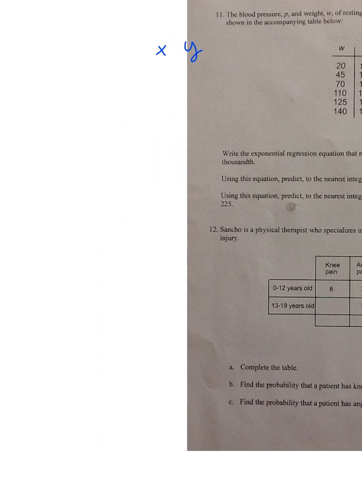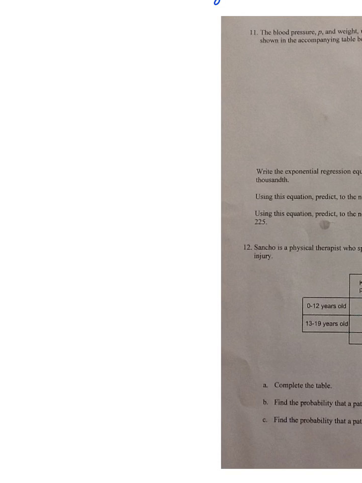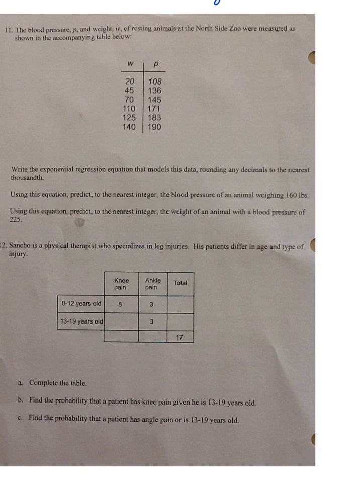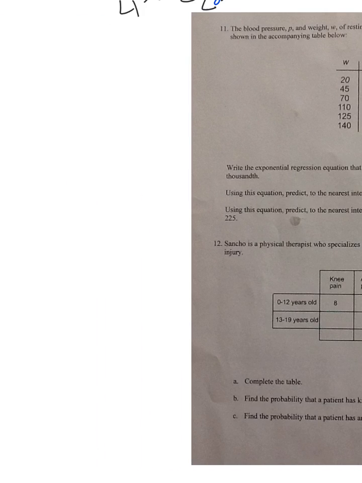Okay, so let's start. You have to plug this data into your calculator, right? This will be L1, this is L2. This is your X, this is your Y. You want to do your exponential regression equation, so plug that into your calculator. The first thing you're going to do is write down your entire calculator screen, which is y equals a b to the x power. a equals 104.803.